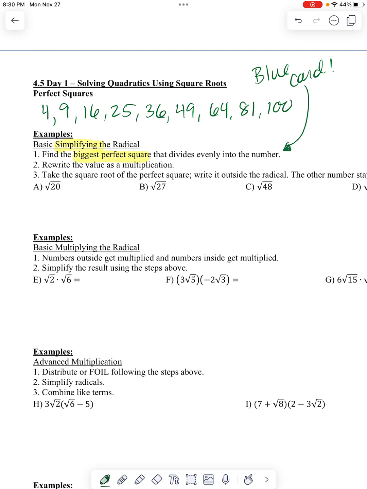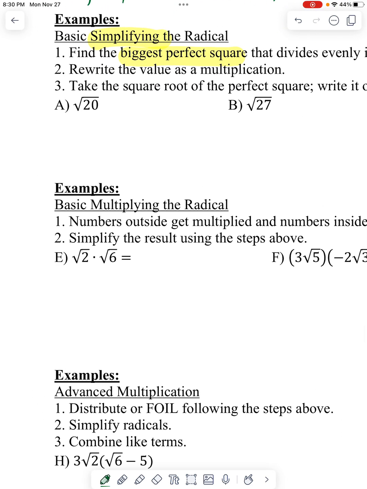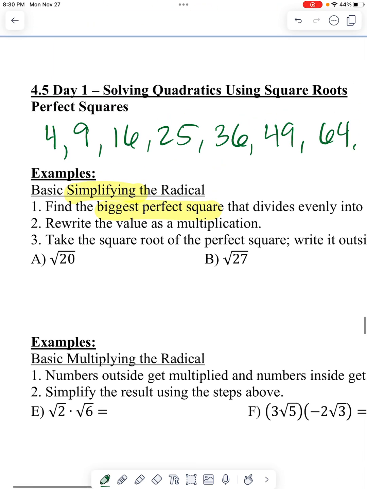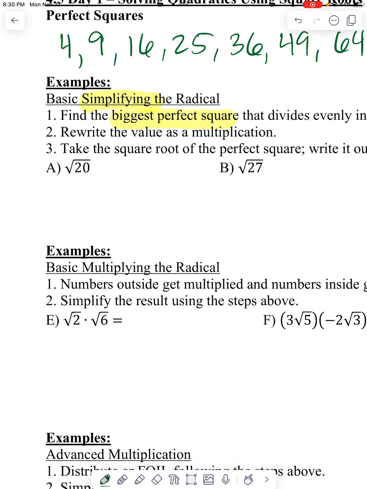And then let's just do some. So here's 20. If you take out your blue card, you're looking for a number pair that contains one of these perfect squares from up above. For 20, you're going to see 1 times 20, 2 times 10, and 4 times 5. So you're looking for the biggest perfect square. Well, that's 4. It's actually the only number that's on my perfect squares list. So I'm going to split this into root 4 times root 5.